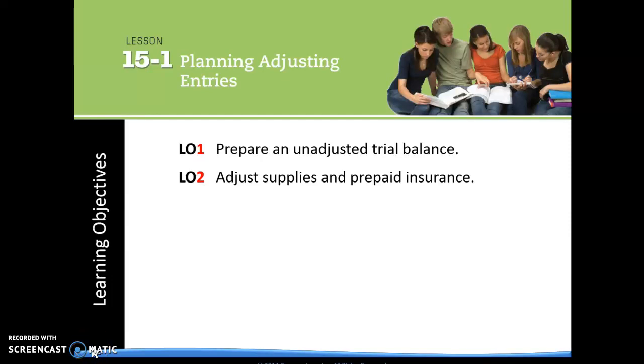Okay, 15.1 is planning adjusting entries. So you have two learning objectives. You need to be able to, one, prepare an unadjusted trial balance, and then two, you need to be able to adjust supplies and prepaid insurance.